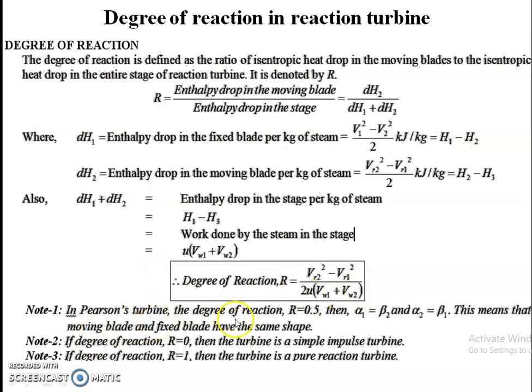For the Parsons turbine, the degree of reaction R is equal to 0.5. Alpha 1 is equal to beta 2 and alpha 2 is equal to beta 1, as already explained in the previous slide. A degree of reaction R equal to 0 means a pure impulse turbine. If the degree of reaction R equals 1, it means a 100% reaction turbine, or pure reaction turbine.